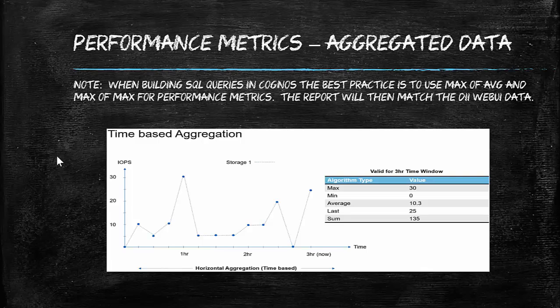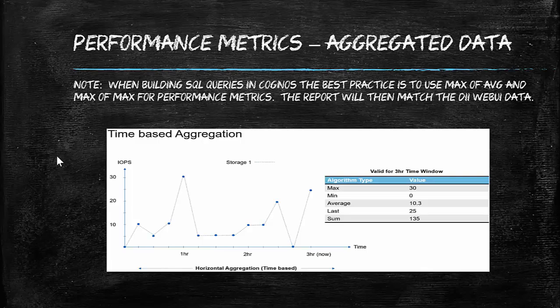Well, it looks at it like this. It's going to look at that 1 hour window of time before it sends it over to the data warehouse. It's going to do two things. It's going to average, max, min, last, and sum. So it's basically going to provide those values at that level of aggregation. So when I get over to the data warehouse, I have max and I have average.